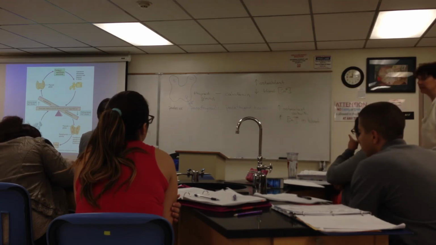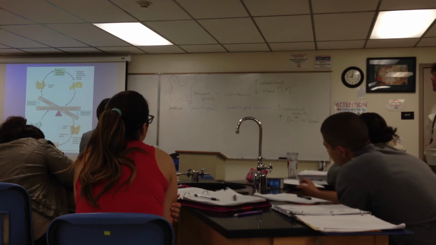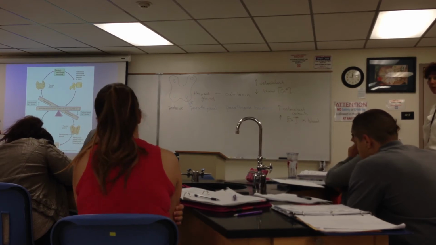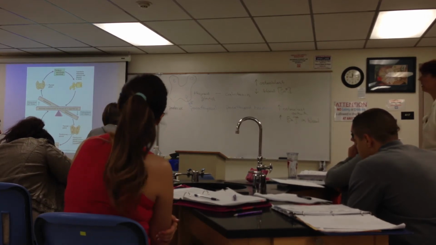Calcitonin is released by the thyroid gland. Different cells in the thyroid gland make the thyroid hormone, but it is released within the thyroid gland.